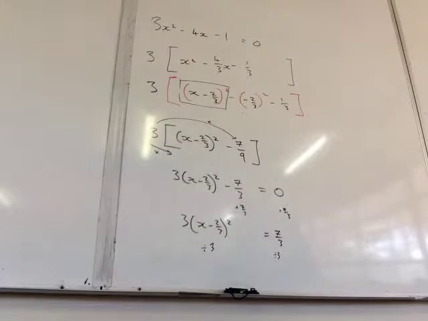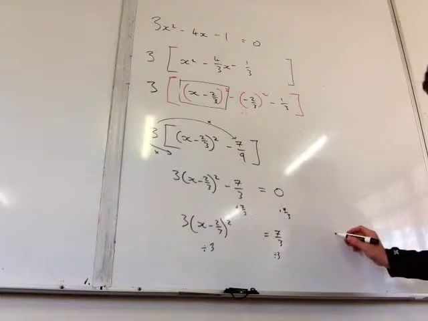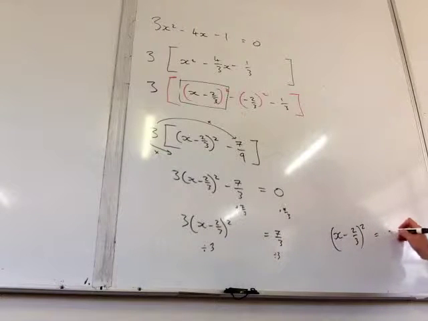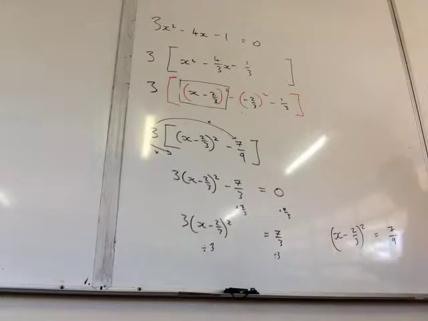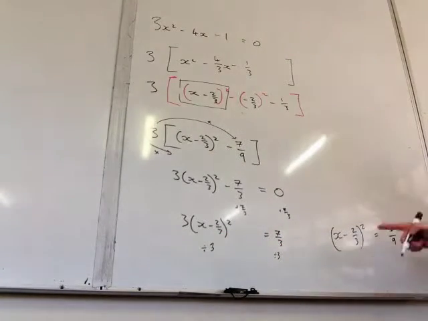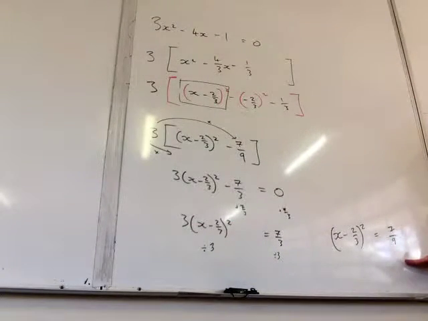Okay. So I got 7 over 3 divided by 3 is 7 over 9. I'm just going to write it over here because it's getting messy. I've got (x take 2/3) all squared equal to 7 over 9. I'm dividing by 3 because it's multiplied, I'm getting rid of it. That's the only additional step.